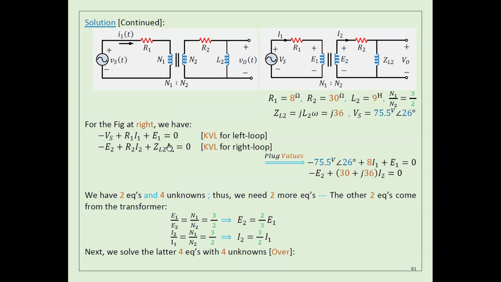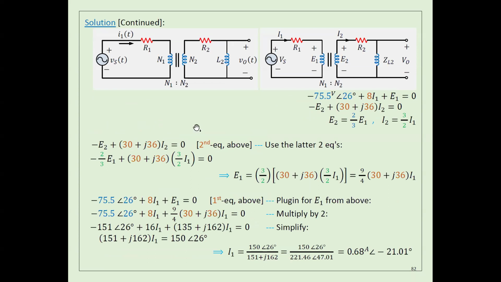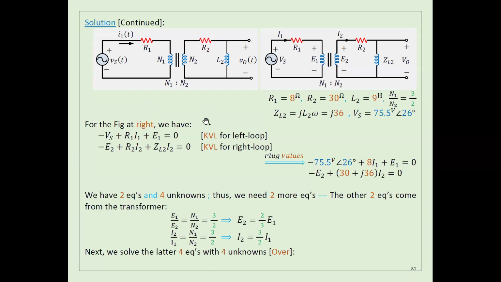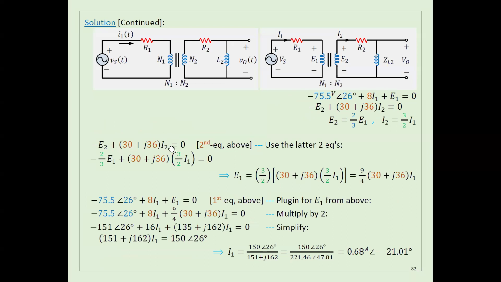Now, how many unknowns do you have? I have 4 unknowns, which are I1, I2, E1, E2. And how many equations do you have now? I have 4 equations. It's easy. You don't need a calculator for this one. You can do it manually. It's not difficult because these two equations are very, very easy. Anyway, here we just plug in the numbers. After we plug in the numbers, this is the first equation you have.